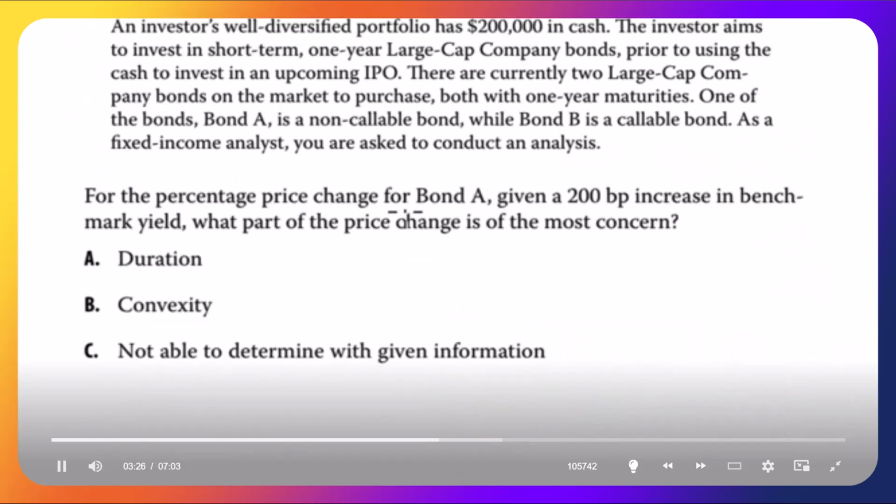For the percentage price change for bond A, given a 200 basis point increase in benchmark yield, what part of the price change is of the most concern? When you have a straight bond, duration always is the bigger component. So duration.